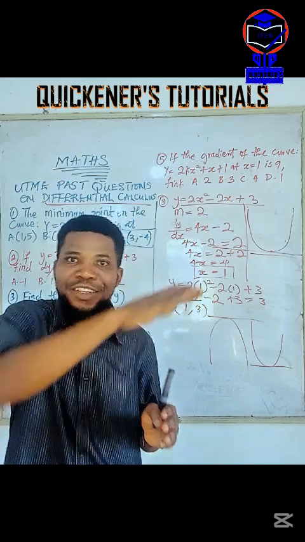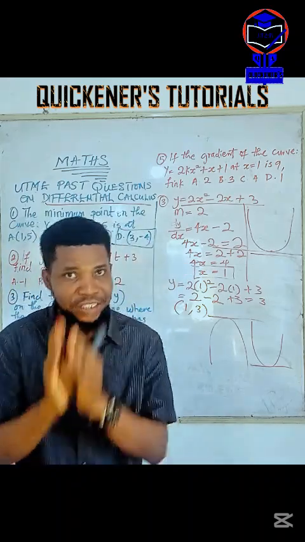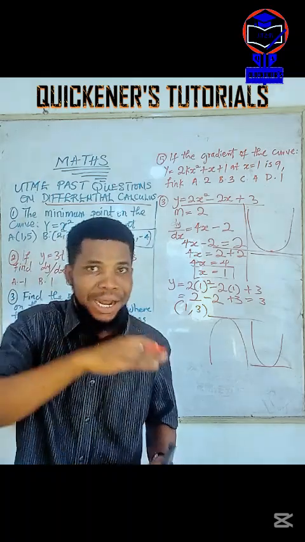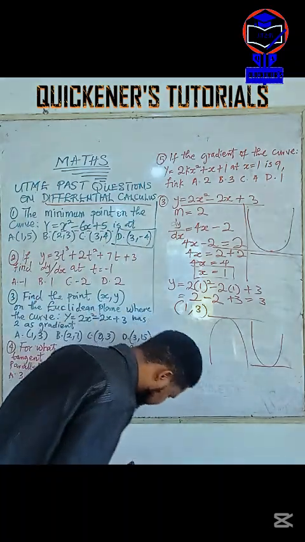So this time around, because the target is at the minimum point or the maximum point, dy/dx is what? 0. At the minimum or maximum point, dy/dx is 0. You understand that? So let's quickly do that.